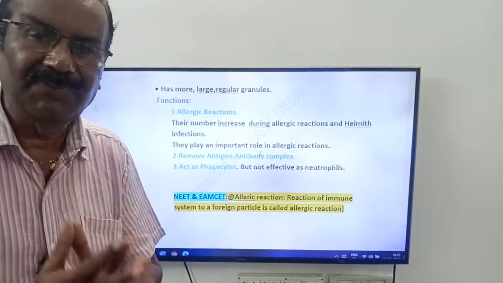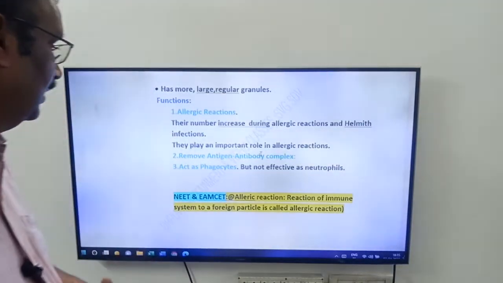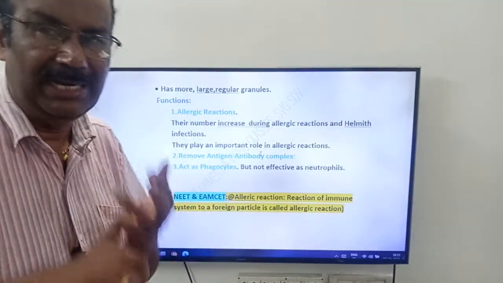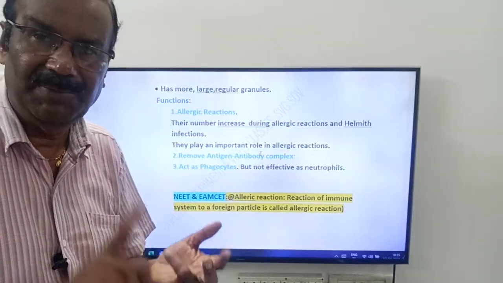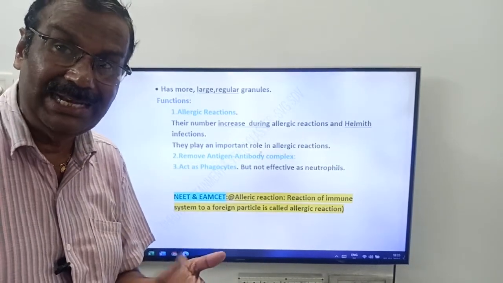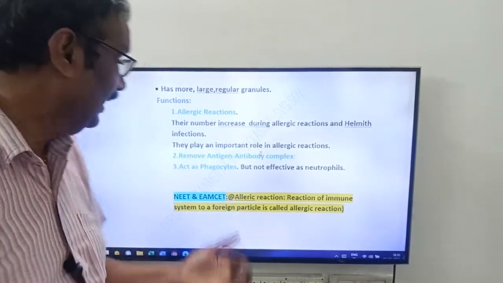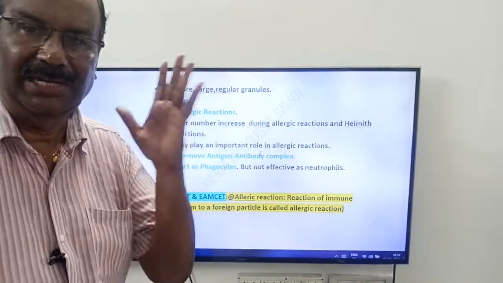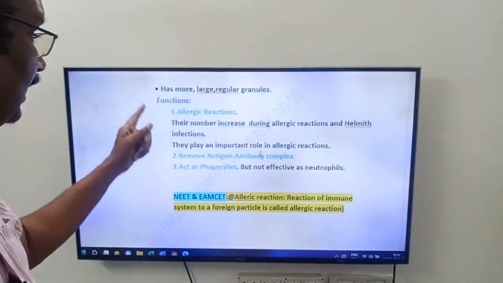Once again, friends, what are the functions of the eosinophils? They play an important role in allergic reactions. Number two, they remove antigen-antibody complex. Number three, they act as phagocytes. That is about eosinophils, friends.